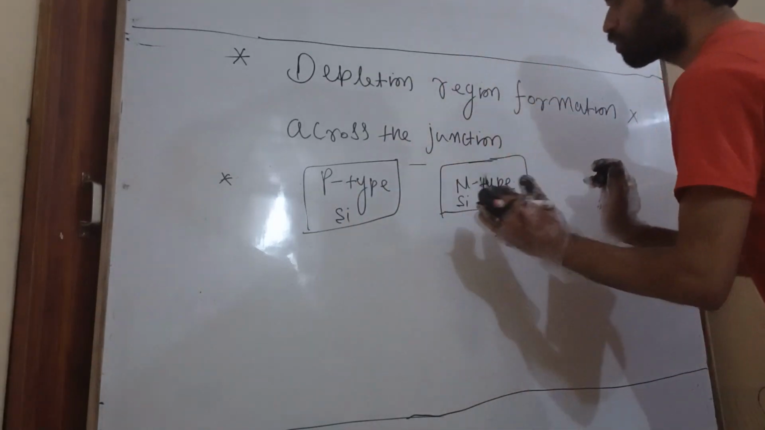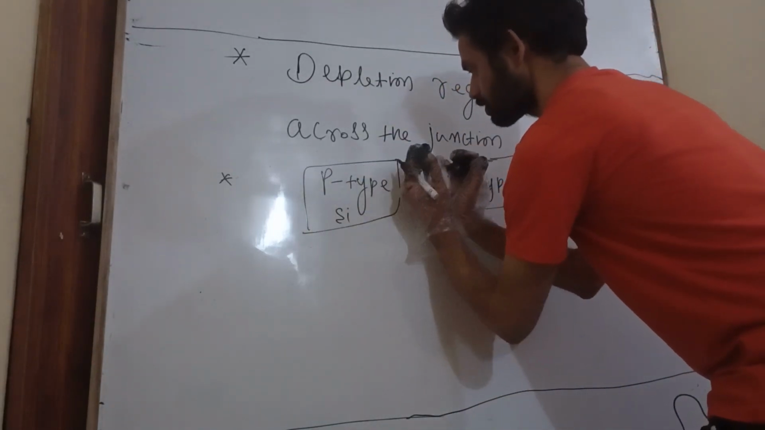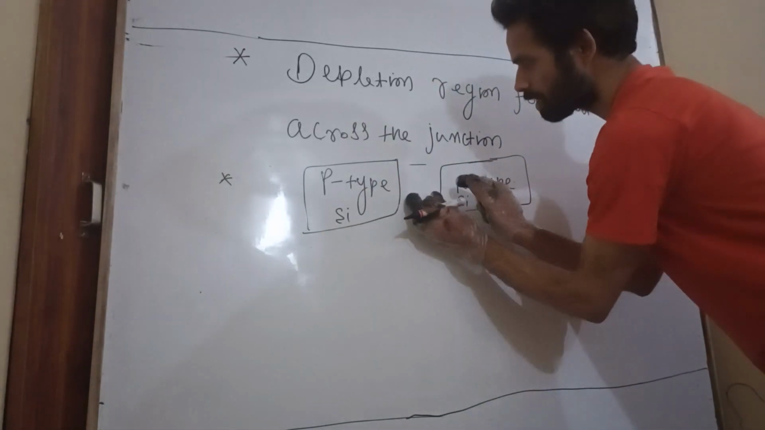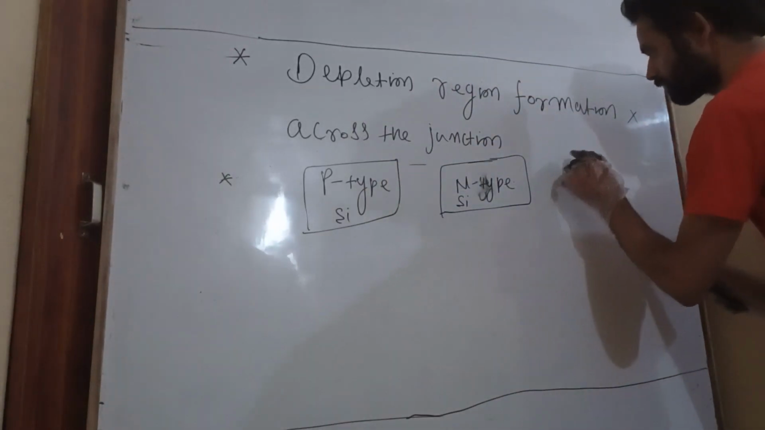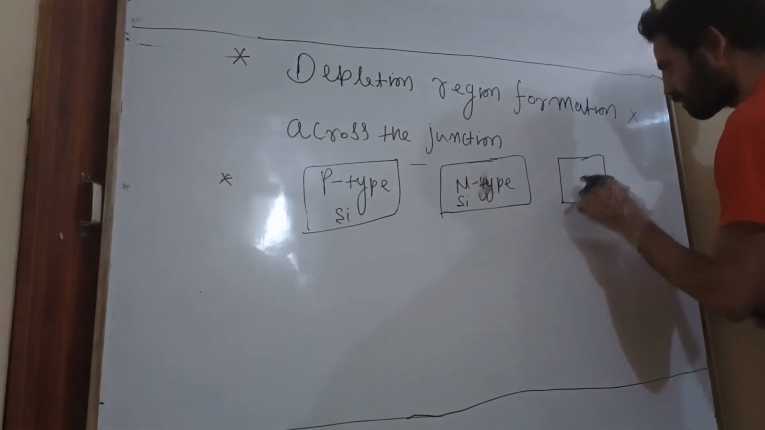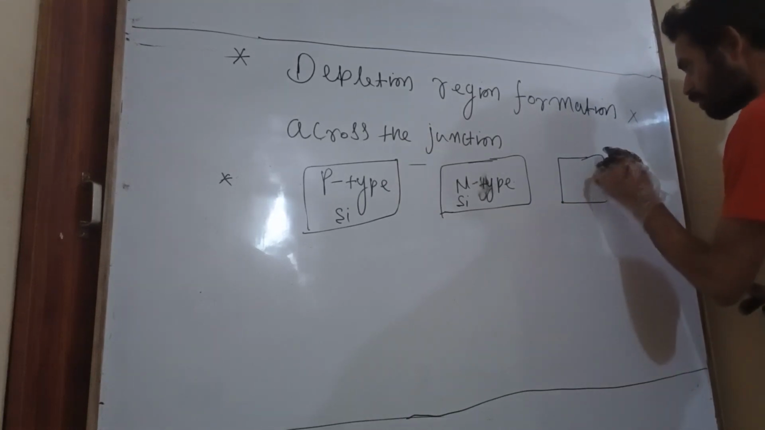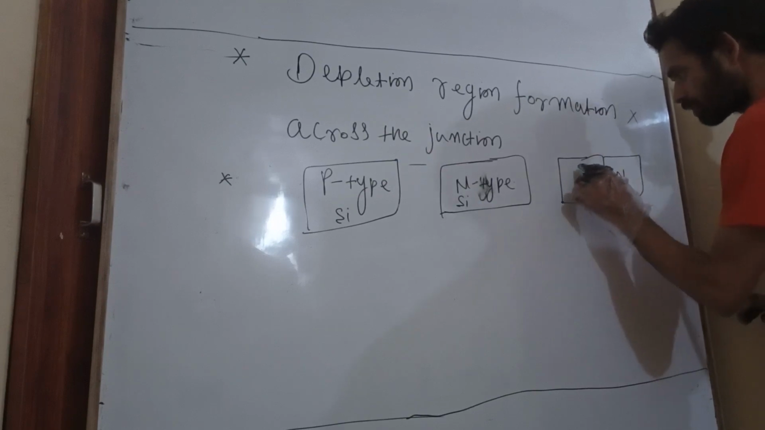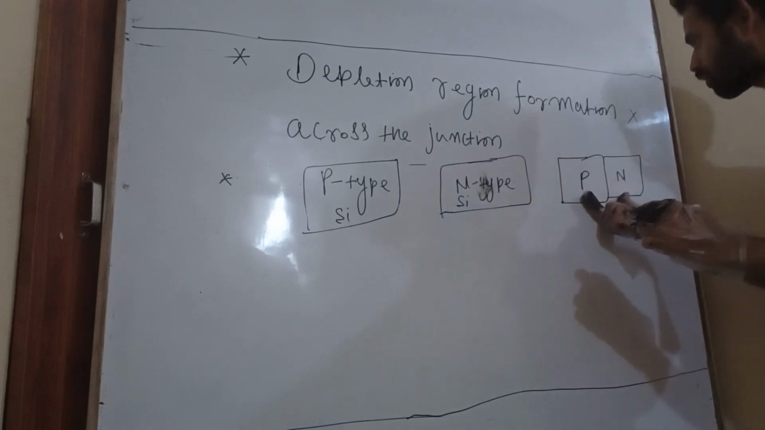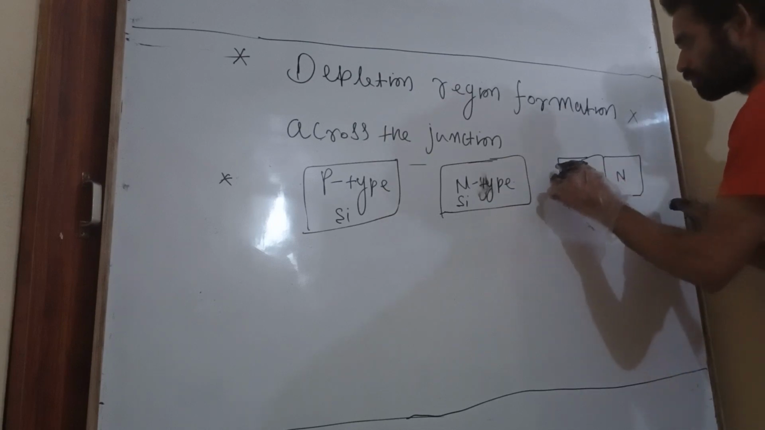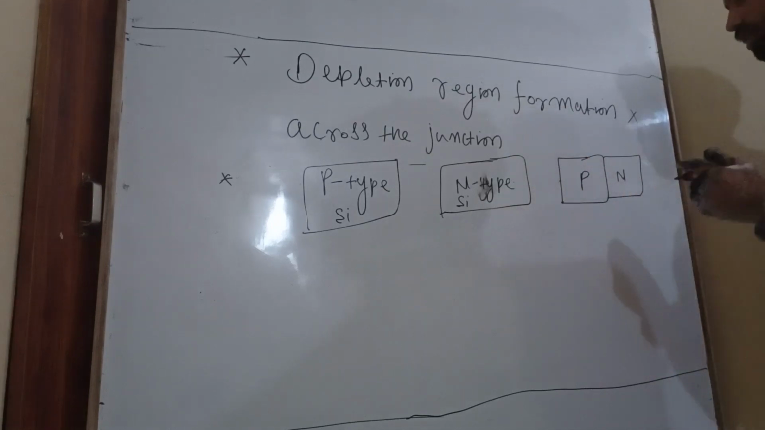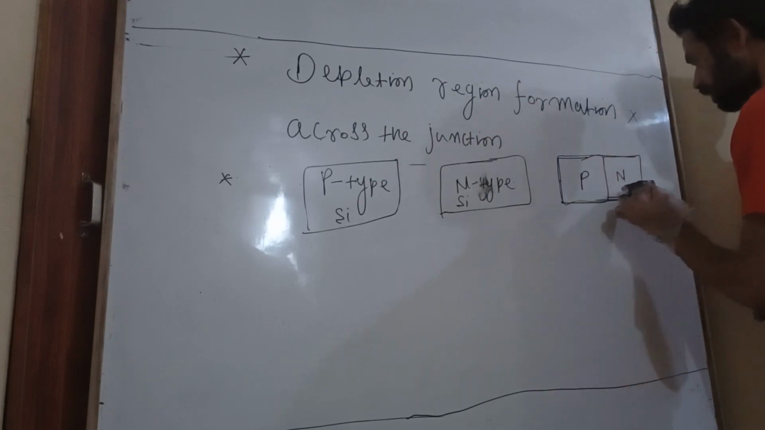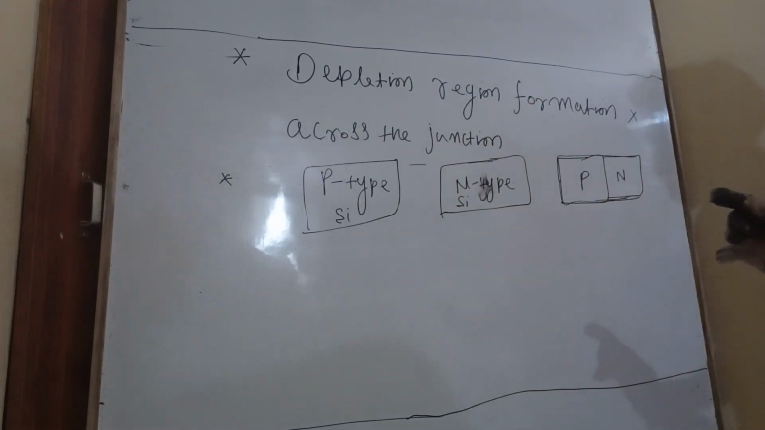Then what we do is bring them into closer contact. We bring the P type into closer contact with the N type. In this way, we are forming the PN junction, where both are parts of a single crystal.